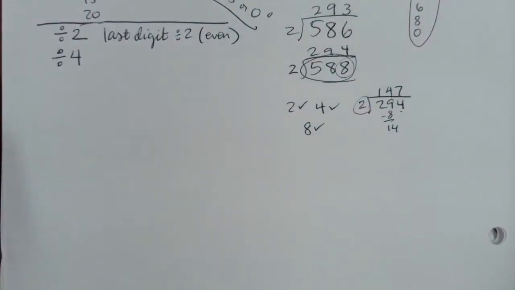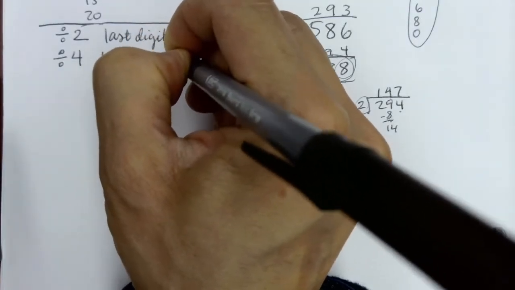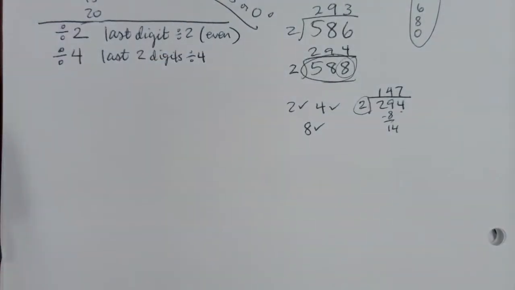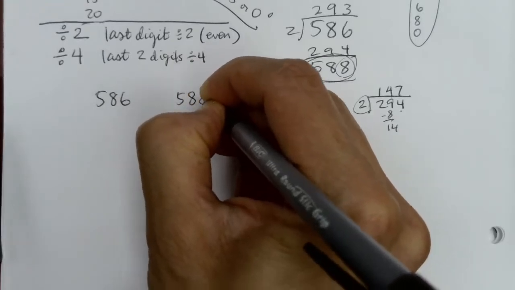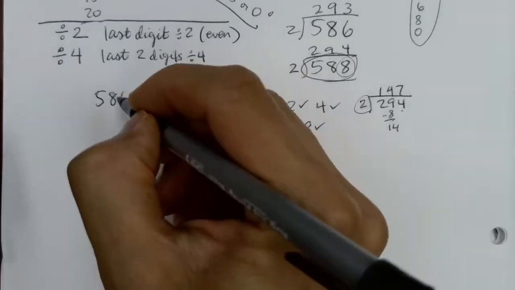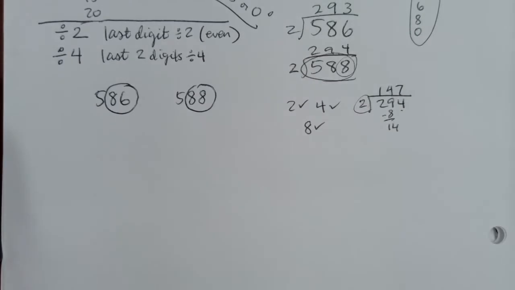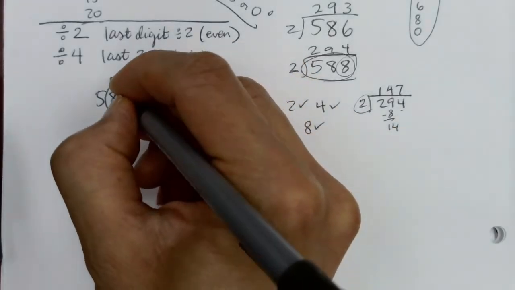For numbers divisible by 4, all you have to do is look at the last 2 digits and ask, are those 2 digits divisible by 4? You don't even need to check the whole number. Are the last 2 digits divisible by 4? So if I look at the ones that we did just now, 586 and 588, I don't even need to divide the whole number. I can just check and see, are the last 2 digits divisible by 4? And that can be a little bit easier.